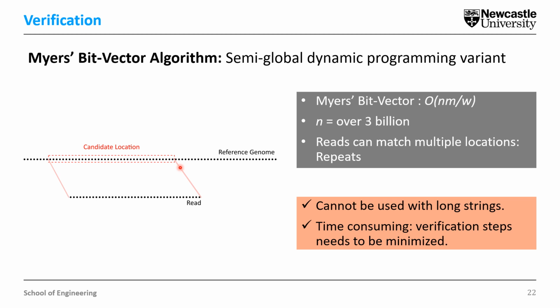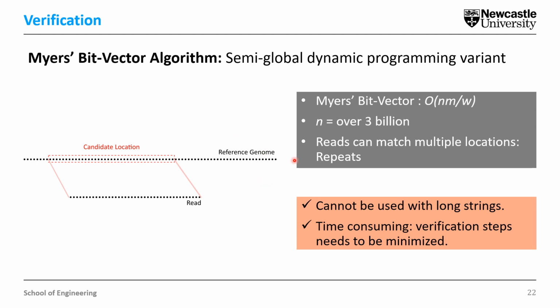This location of interest in the reference genome where a read may match within a certain error is called a candidate location. We use a semi-global dynamic programming based algorithm, a variant known as the Myers bit vector algorithm, to perform verification. The complexity of Myers bit vector is O(N times M by W), where N is the length of one string, M is the length of another string, and W is the bit width.